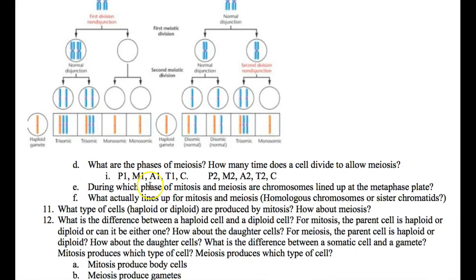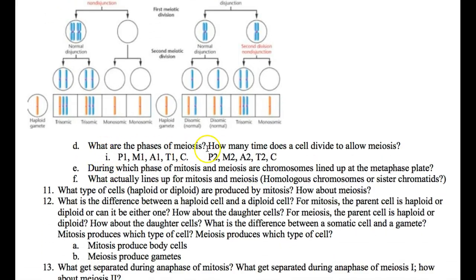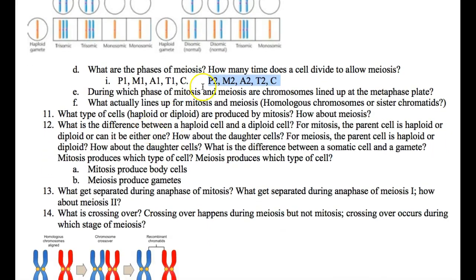That's what it is. We have the phases of meiosis, PMATC. So prophase 1, metaphase 1, anaphase 1, telophase 1, and cytokinesis. Prophase 2, and so on. The next one, during which phase of mitosis and meiosis are chromosomes lined up at the metaphase plate? Or you can say lined up at the middle of the cell. Then it has to be metaphase.